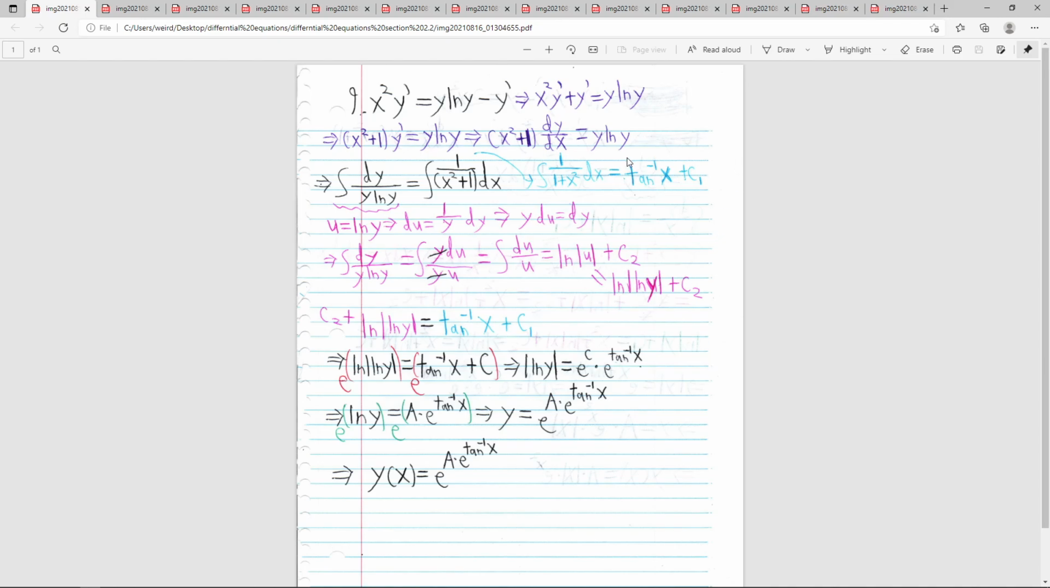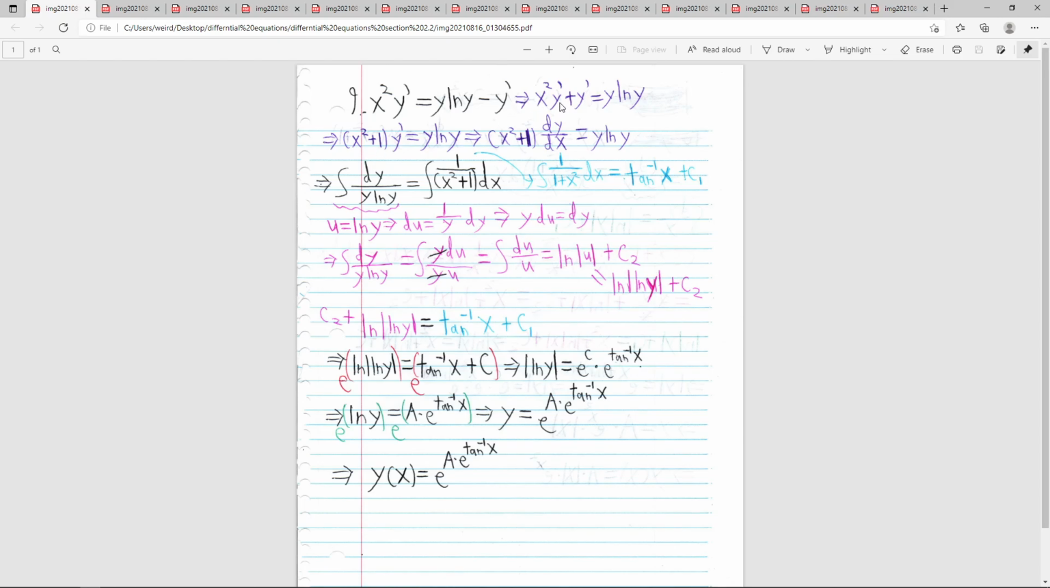Go with them. x squared y prime equals y ln y minus y prime. So before we do any dy dx, this is one where I wanted to simplify it down, get it into position. So first you add y prime onto both sides, because we really want y prime to be in one form. That's what we first have to do.